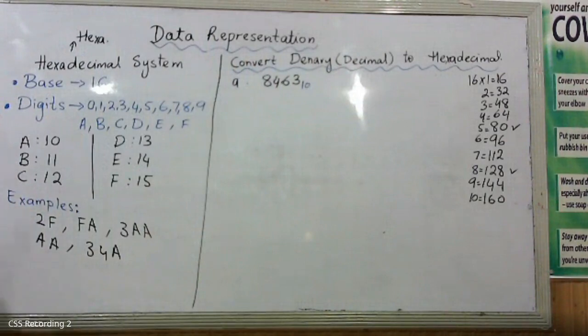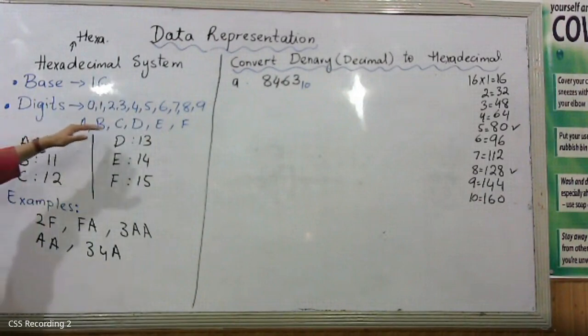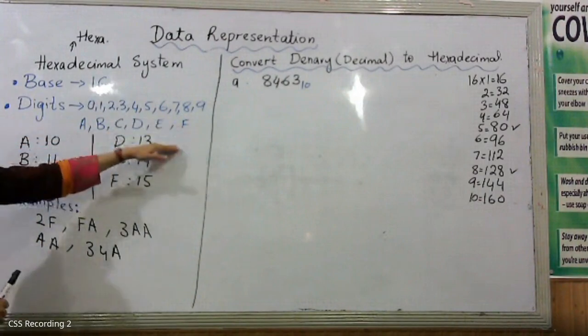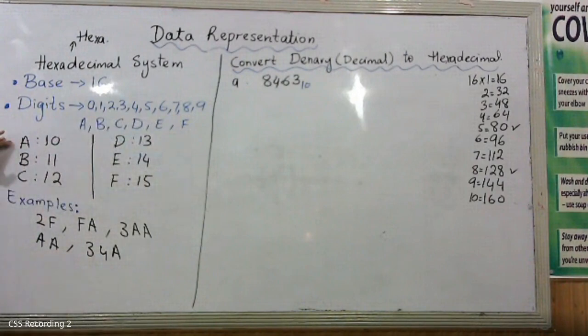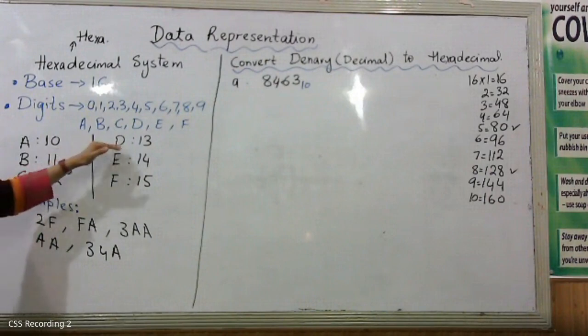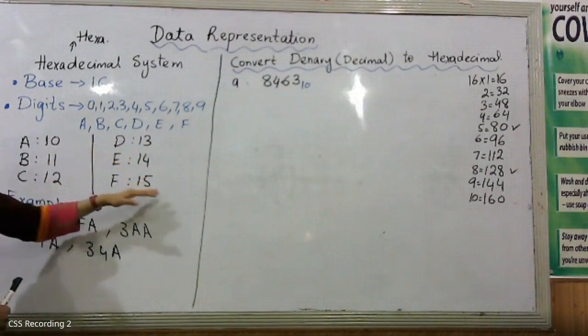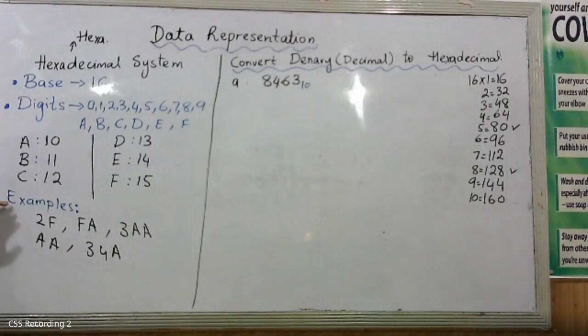In our previous lesson, we discussed the whole hexadecimal system, that its base is 16. Digits include 0 to 9, and it includes letters as well, like A, B, C, D, E, F. They have decimal values: A is 10, B is 11, C 12, D 13, E 14, F is 15. These are examples of hexadecimal numbers, like 2F, FA, and so on.